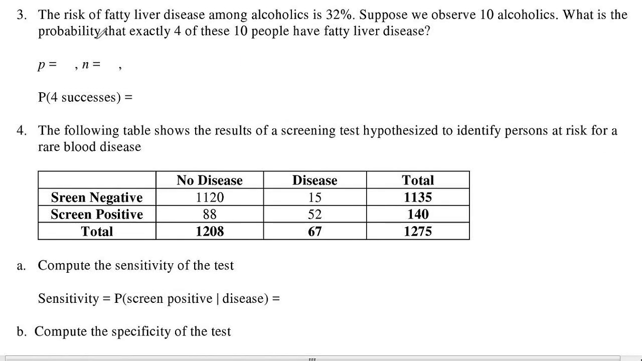Number 3 here, we're looking at fatty liver disease. The risk of that among alcoholics is 0.32 or 32%. Suppose we have 10 alcoholics. What is the probability that exactly 4 of those 10 people have fatty liver disease? This is a binomial probability because you either have the disease or you don't. So it's binomial because it's a yes-no.